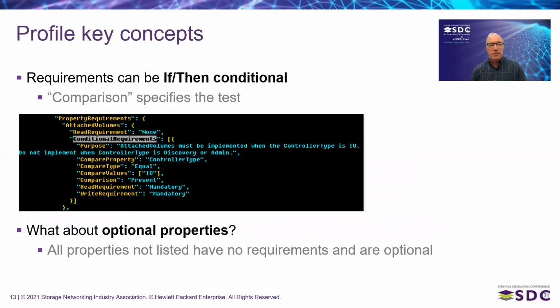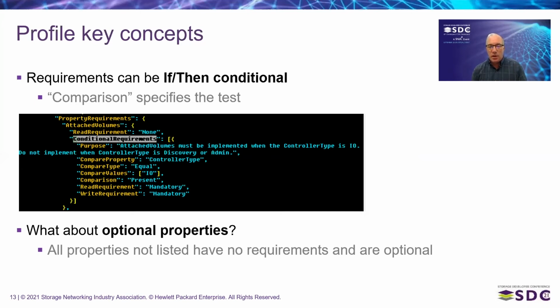Some other key concepts: your requirements can be an if-then conditional. If there is an if-then conditional, there will be a comparison that specifies the test. In this case, I've grabbed out a requirement for attached volumes that has a conditional requirement: attached volumes must be implemented when the controller type is I/O. Do not implement when controller type is discovery or admin. And this purpose statement is a descriptive text purpose to make it easy for the reader to understand.